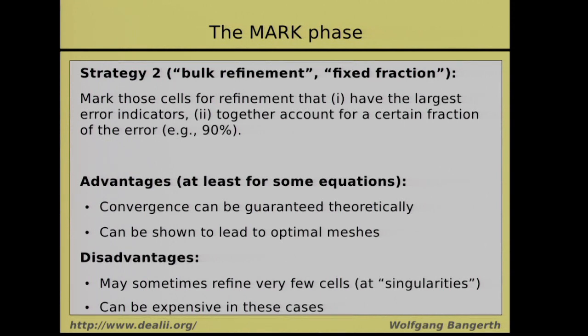So you can ask the question, let's say I want to reach a certain level of error. I want the total error to be no more than, let's say, 0.1. And I know I can achieve this by just globally refining my mesh sufficiently often. But I could also ask the question, what is the coarsest possible mesh that guarantees that the error is less than 0.1? The bulk refinement strategy cannot guarantee that I find that coarsest possible mesh, but it can guarantee that, to within a certain factor, the number of cells for the mesh that I construct through bulk refinement is at most a certain factor larger than the best possible mesh. That's a pretty strong statement, actually.